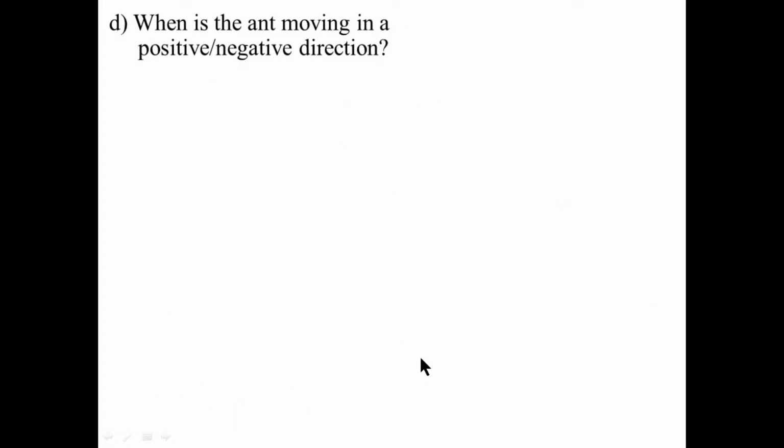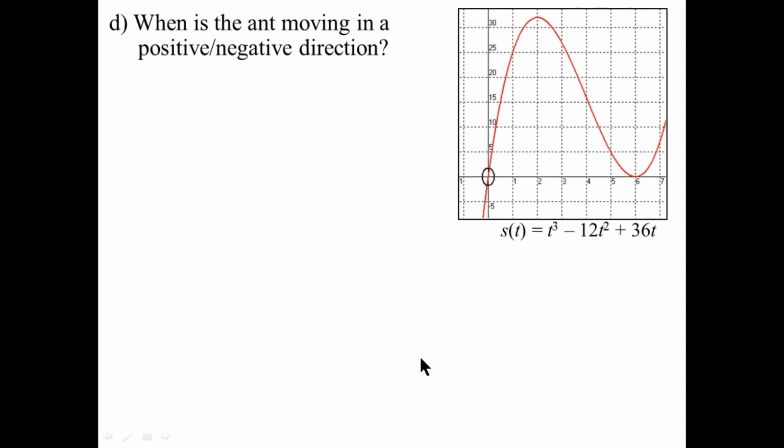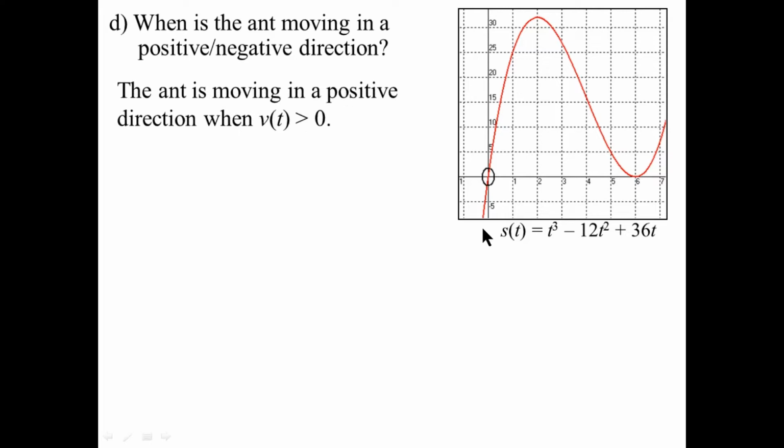D. When is the ant moving in a positive versus a negative direction? Well, here's the graph of its displacement function, which we know to be a cubic, and we know that cubics do look like this. And this is what its graph looks like on the graphing software. The ant is moving in a positive direction when the derivative of this cubic is greater than 0. Then the ant is moving in a positive direction.